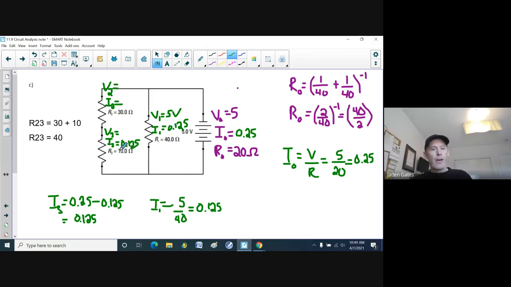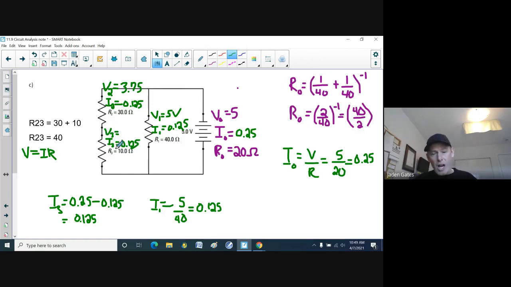And now if 0.125 charges go down load number 3, well, 0.125 charges go down load number 2. All right, now we're almost done, because I need V2 and V3. All I'm going to use for both of these is V equals IR, again Ohm's law, current times resistance. So if I take 30 times 0.125, I end up with 3.75 volts.